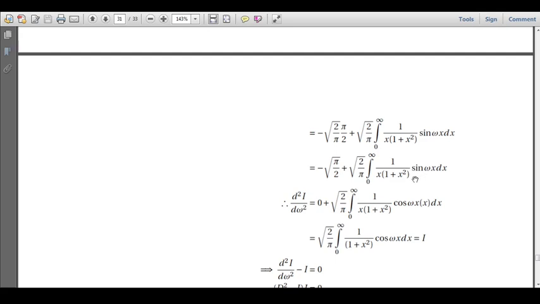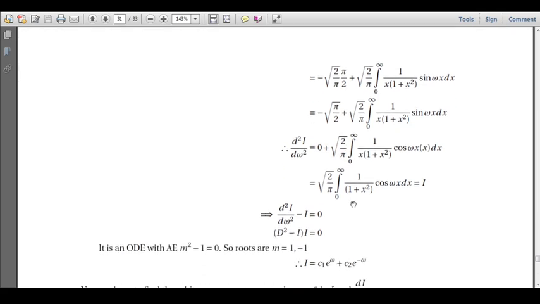I take the derivative of this sin omega x. So 1 by x into 1 plus x square into the derivative of sine, which is cos omega x, into the derivative of this omega x with respect to omega, that is into x dx. So this x and x in the denominator get cancelled. So I get root of 2 by pi integral 0 to infinity 1 by 1 plus x square cos omega x dx. This is nothing but the Fourier cosine transform of 1 by 1 plus x square.